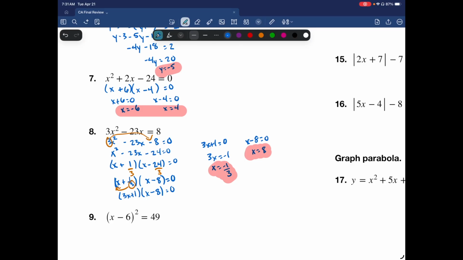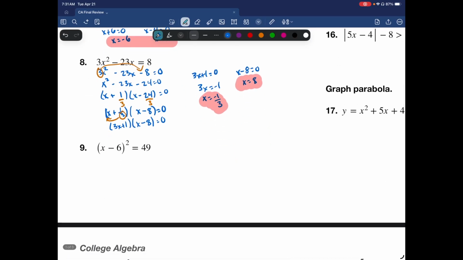And there you go. Number 9, we can kind of get away with something right here. We can use the square root method because 49 is a perfect square, and I need to take a square root to get rid of that. It is an option I can use to get rid of the square on that parentheses. So if I take the square root of both sides, you get x minus 6 equals plus or minus 7. And you have to consider both the positive and the negative versions.